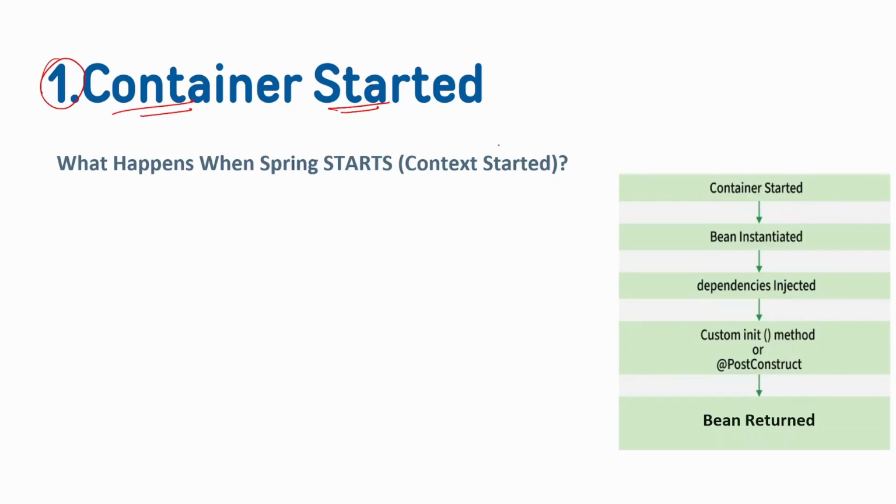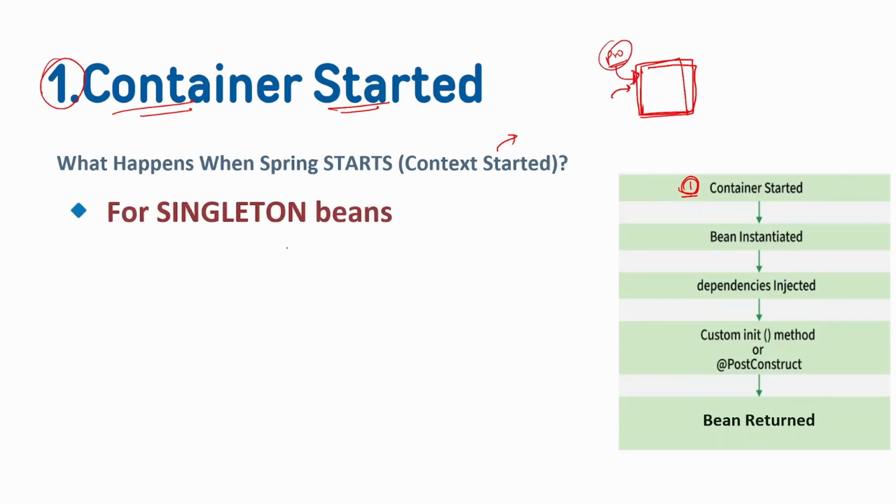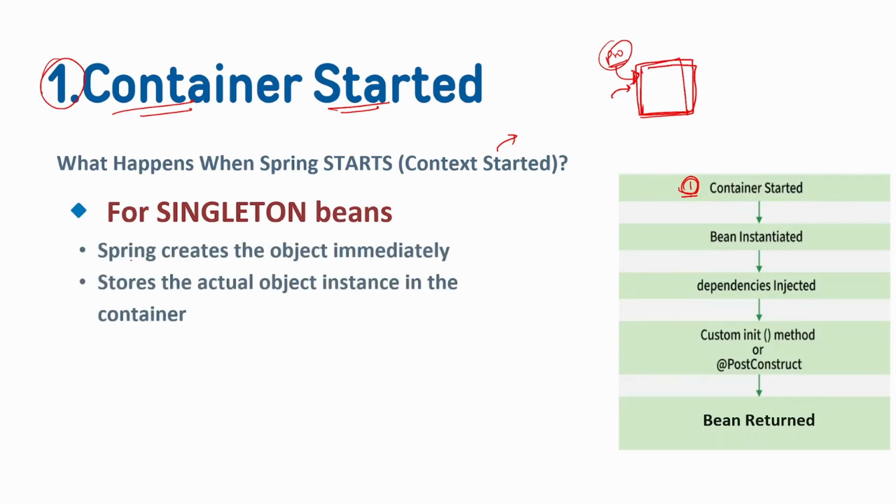So when the container is started, that is, when the Spring context is initialized, initially it is empty. Now Spring goes to the bean definition and sees the prototype scope, and therefore it will add something. But what will it add? For the Singleton bean, Spring creates the object immediately. We are considering eager initialization by default. So by default, Spring creates the object immediately and stores the actual object instance in the container.